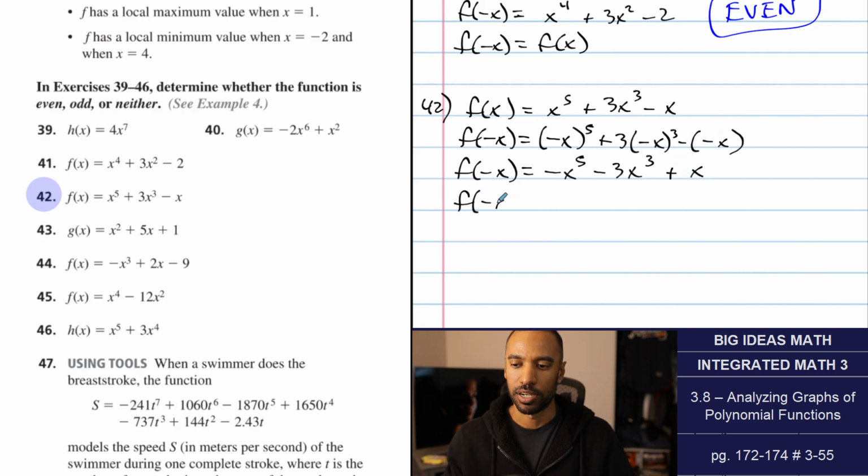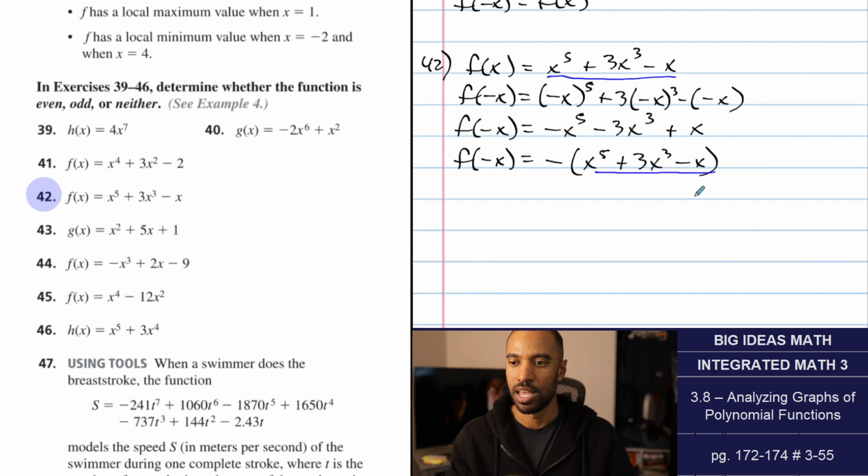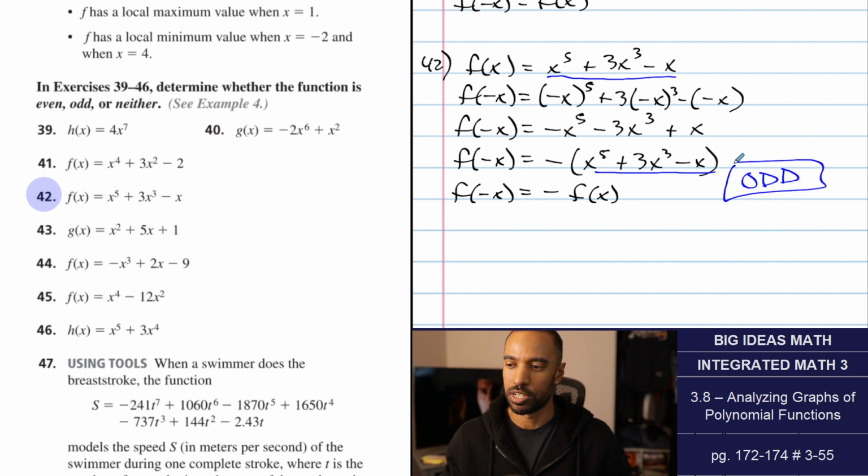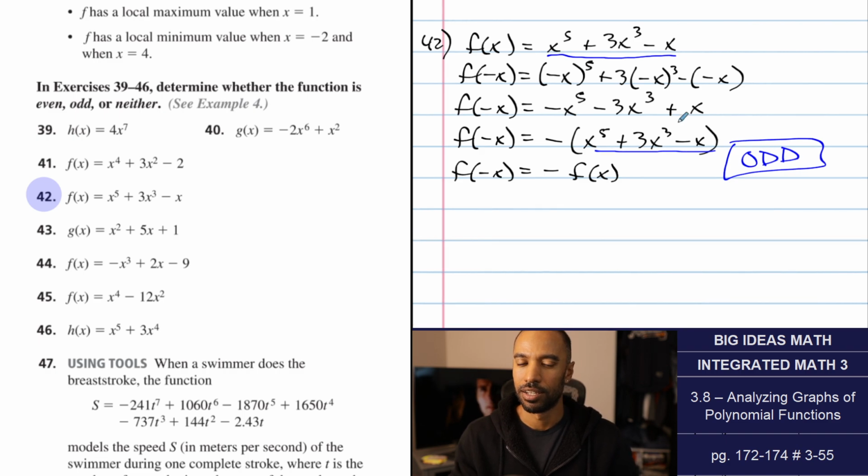If I factor that negative out of here, you're going to be left with x to the 5th plus 3x cubed minus x. The important aspect of that is that that was the original function, x to the 5th plus 3x cubed minus x. That means our f of negative x is the opposite of f of x. So we're getting the opposite y's for the opposite x's. That's what an odd function does. This is an odd function.